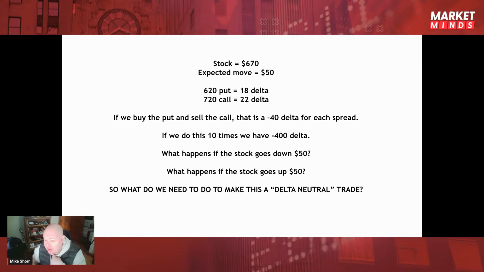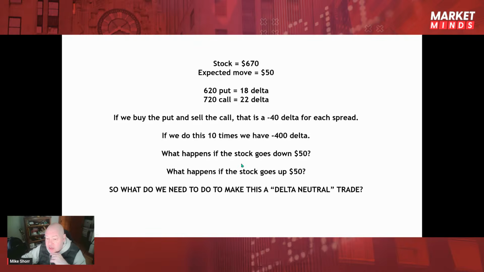What if the stock goes down $50? We're short 400 delta. It's not getting better for us. If the stock goes up $50, excuse me, downside we're cool. Forgot we bought put, short call. So if we go down $50, we're just naked short. All good. If we go up $50, now we have a problem with our short call that can potentially go to infinity. That's not great.